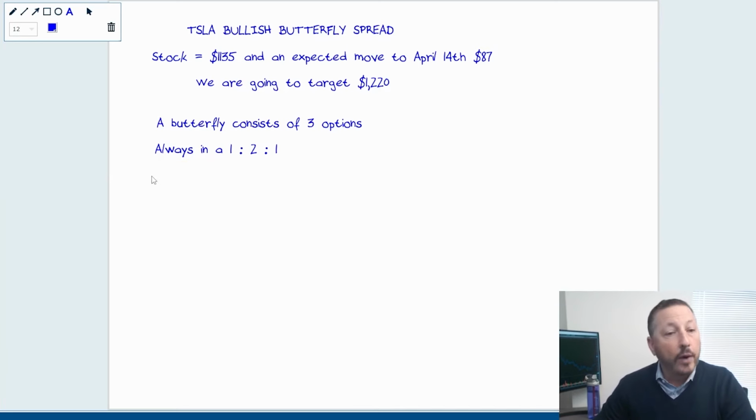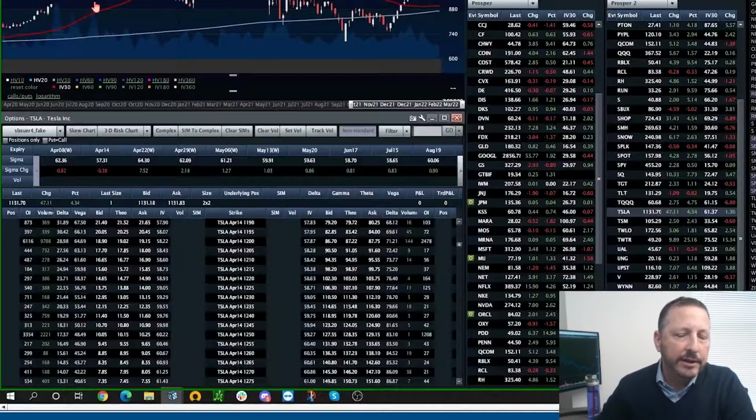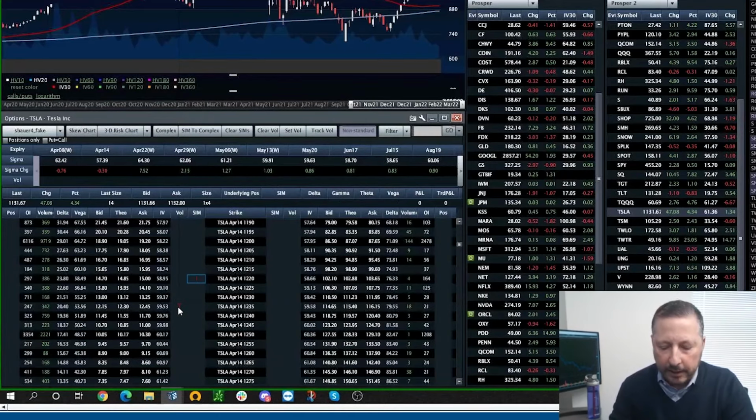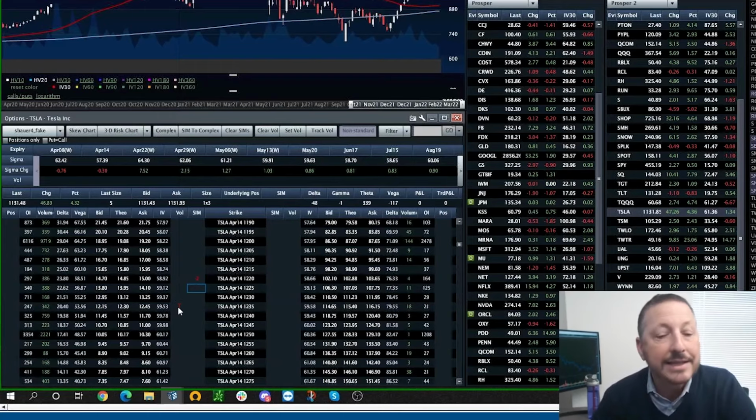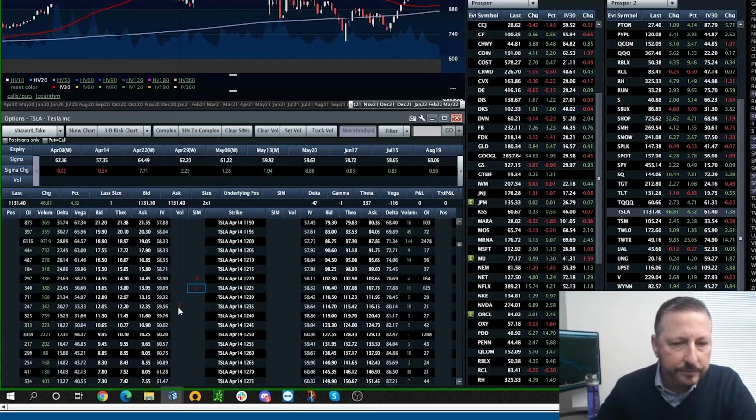Also, in a regular butterfly, the distance between the strikes is symmetrical. What does that mean? Well, let's take a look at Tesla here. We know that the 1220 is the option we want to sell because that is our target. That's where we hope the stock goes at expiration.